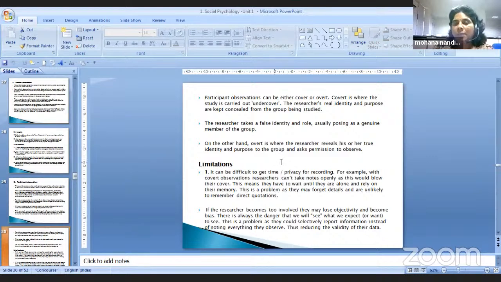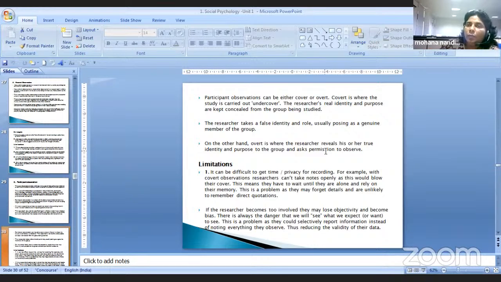Sometimes they may fake. Suppose you are conducting a depression questionnaire, if they don't want to show you their depression level, they may answer in an inappropriate manner, meaning against their feelings. So we don't have any kind of control over here. Even the researcher takes a false identity and role also. On the other hand, overt is where the researcher reveals his or her true identity and purpose to the group and asks permission to observe.